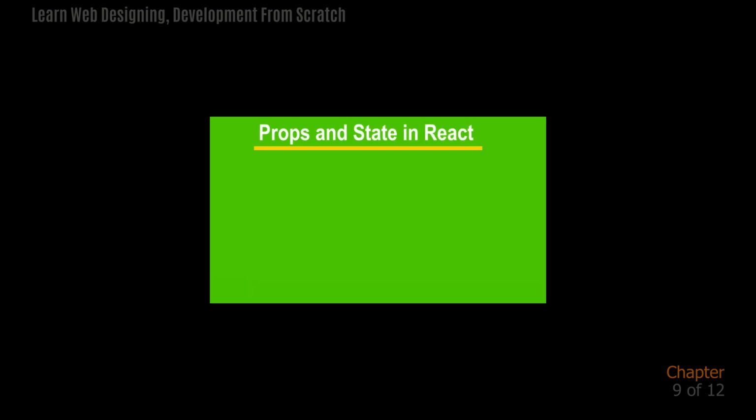Props and state are two important concepts in React. Props, short for properties, are used to pass data from one component to another. For example, if you have a component that displays a user's name, you can pass that name as a prop. When you use this component, you can pass a name like this.